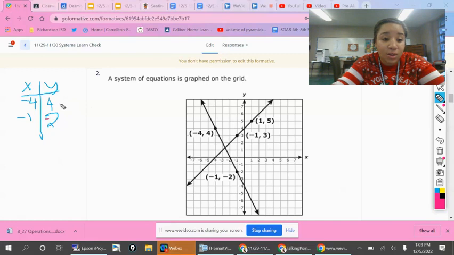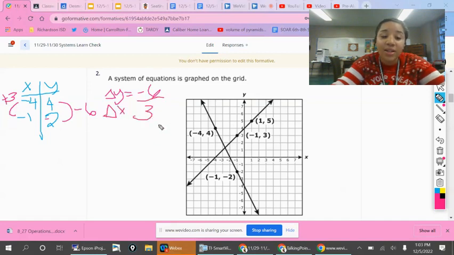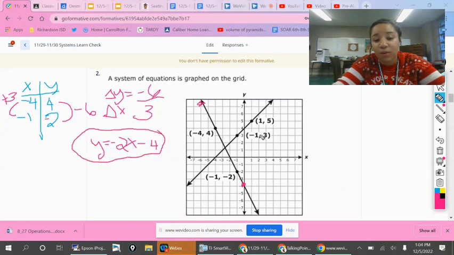From 4 to negative 2, I am subtracting 6, so my change in y is going to be negative 6. And from negative 4 to negative 1, I'm adding 3, so my change in x is going to be plus 3. That is going to equal negative 2 for my slope. So for this one, y equals negative 2x. Then I see where my line crosses the y-axis, and it's crossing at negative 4. So that's going to be my first equation.